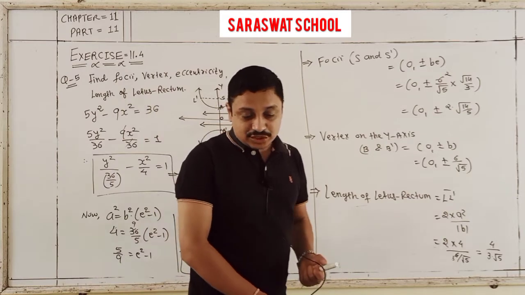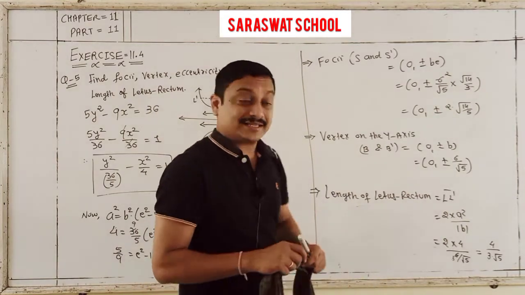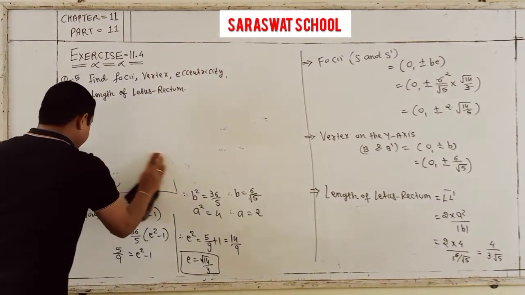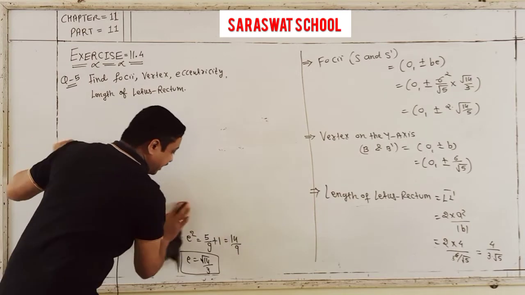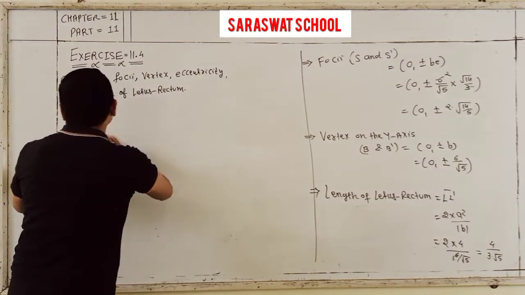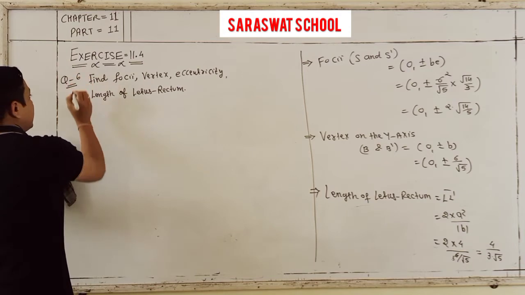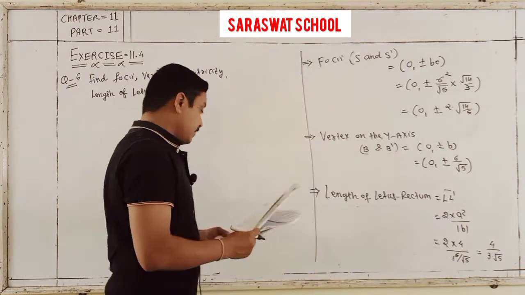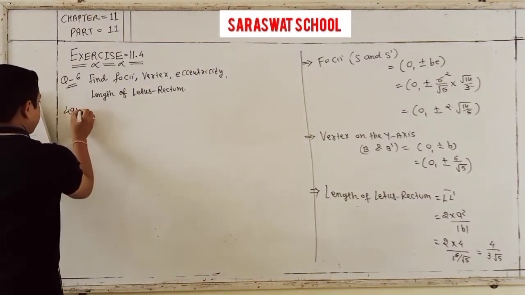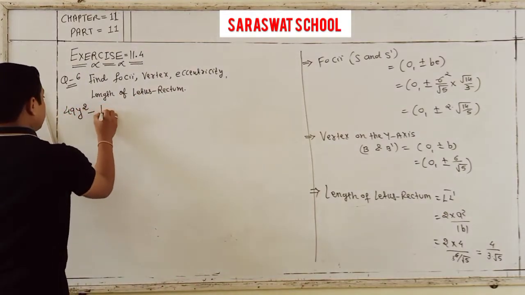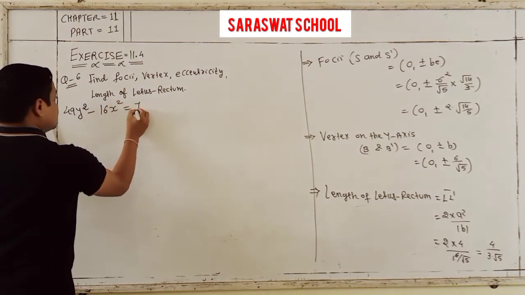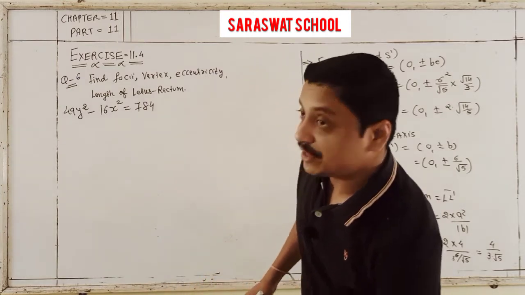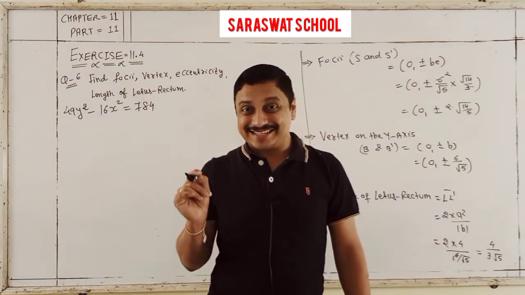Now continue, students. Question number 6 is also the same, asking to find the vertex, eccentricity, focus and length of latus rectum. And the hyperbola is 49y square minus 16x square is equal to 784. First of all, I divide by 784.